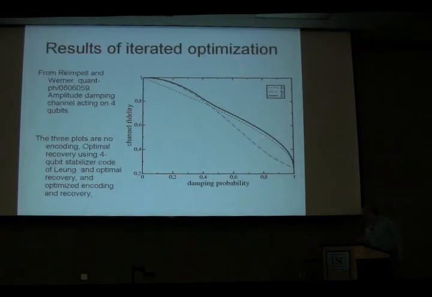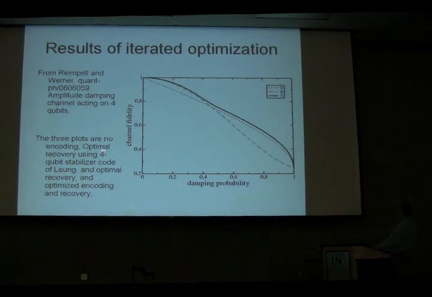I have stolen this slide from Reimpell and Werner to show what happens when you do this for the amplitude damping channel acting on 4 qubits. If you take the amplitude damping channel acting on 4 qubits and just send something directly through it, you get this dashed line. Now you can also encode it with a 4-qubit stabilizer code that Debbie Leung et al. found, because it's Leung, Nielsen, Chuang, and Yamamoto. So I should have said et al. here, but I forgot.